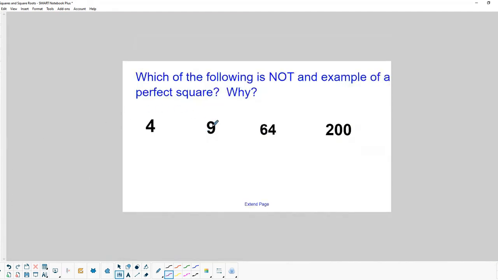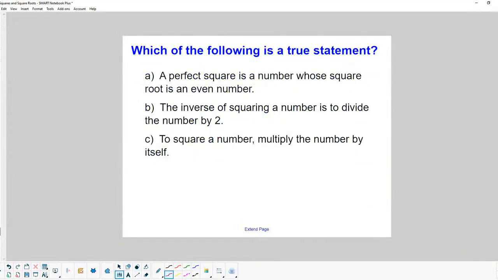Okay, which of the following is not an example of a perfect square? Well, we know that the square root of 4 is 2, the square root of 9 is 3, the square root of 64 is 8. I guess the square root of 200 is the one that's not a perfect square. A perfect square is a number whose square root is an even number.